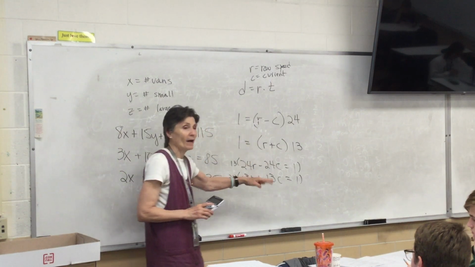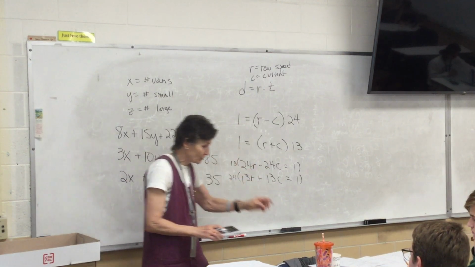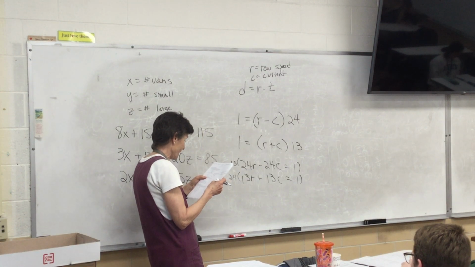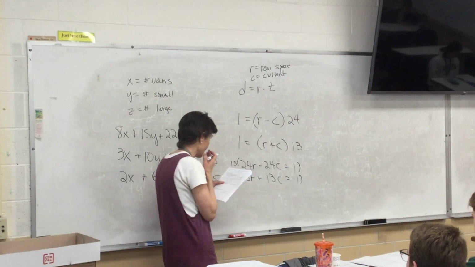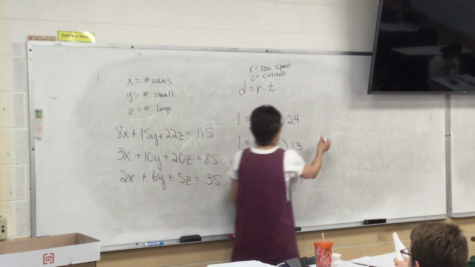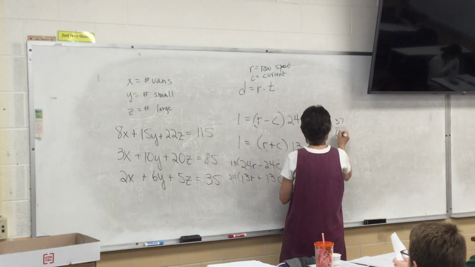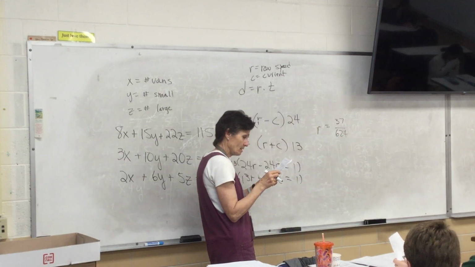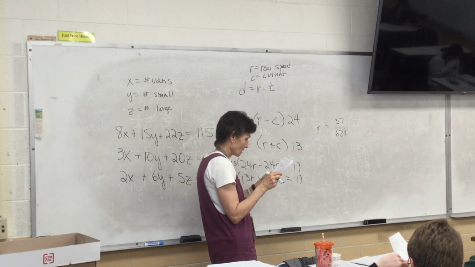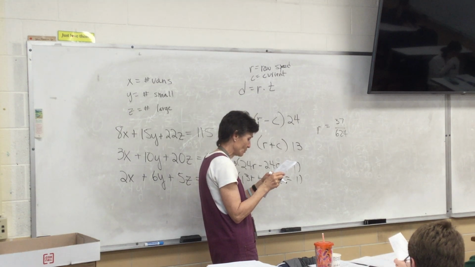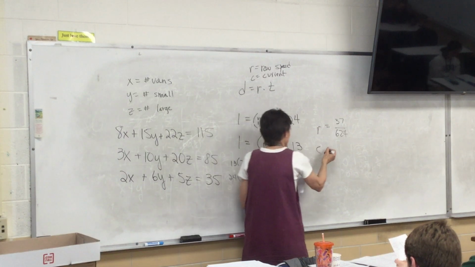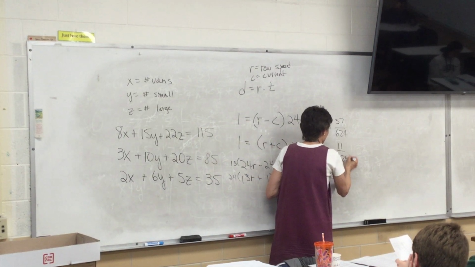So I'm not going to go through the arithmetic. We know how to do that, so we go through and do it. When I did it, my R turned out to be 37 over 624. I have to be careful, because I did some unit stuff too. And then my C turned out to be 11 over 624.